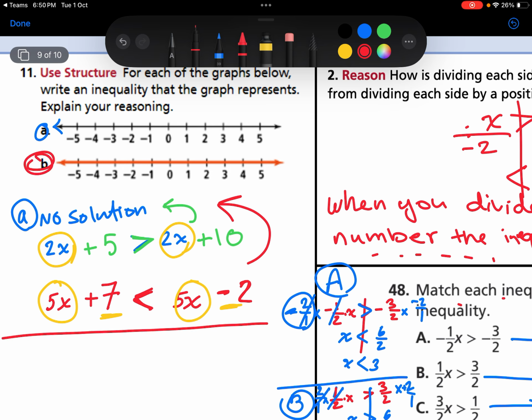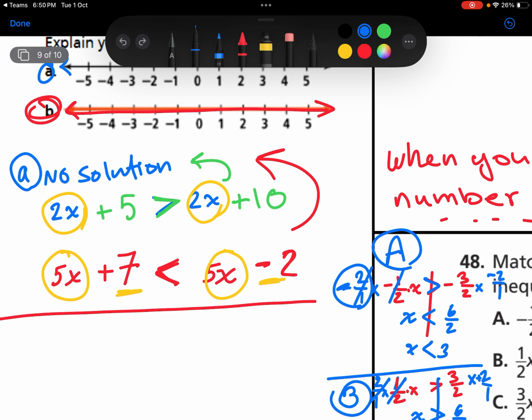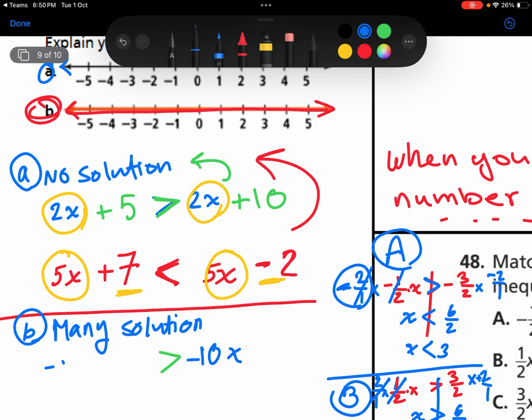But what about part B? Part B, the number line is covering the whole. The shaded part, it's covering the whole number line. Okay? So basically, it's a many solution. Part B is a many solution. So again, you need to think about an inequality. Let's say more than. Both sides will have the same variable. For example, 10x or negative 10x.